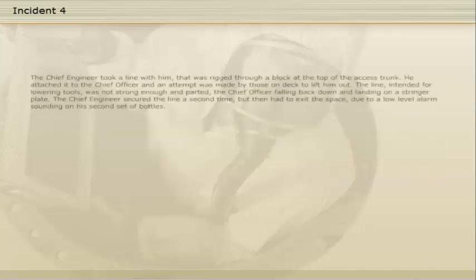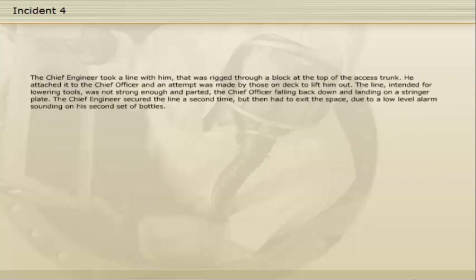The chief engineer took a line with him that was rigged through a block at the top of the access trunk. He attached it to the chief officer, and an attempt was made by those on deck to lift him out. The line, intended for lowering tools, was not strong enough and parted, the chief officer falling back down and landing on a stringer plate.